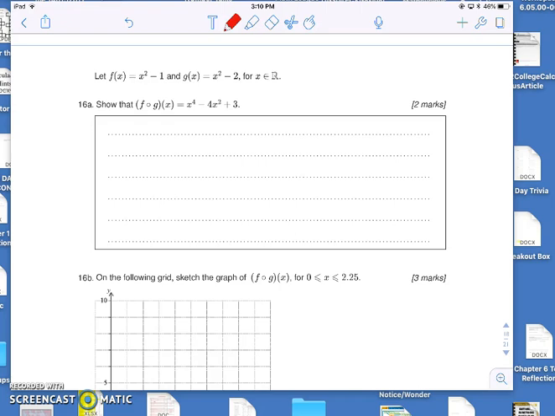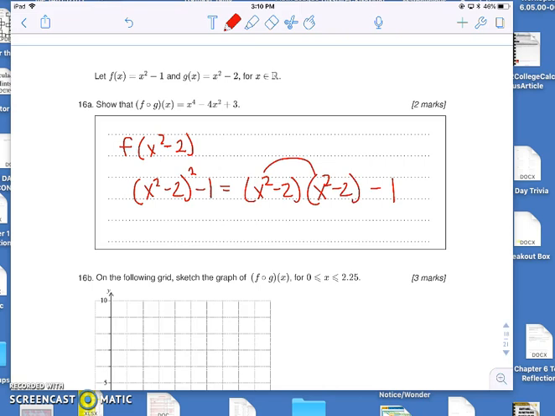So this next one, we're given two functions, so that f of g of x equals that. So we're trying to find f of g, which is x squared minus 2. So if we plug that into our f function, we have x squared minus 2 minus 1. But that would be squared minus 1. So we have x squared minus 2 times x squared minus 2, minus 1. So we have x to the 4th minus 2x squared minus 2x squared plus 4 minus 1. Simplifying, x to the 4th minus 4x squared plus 3.